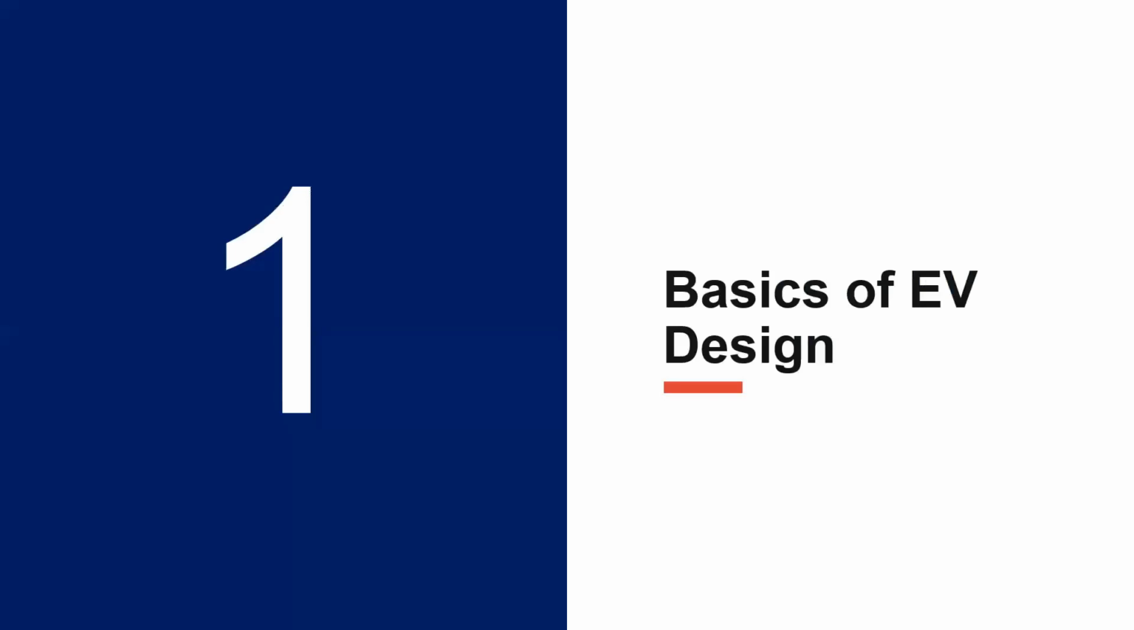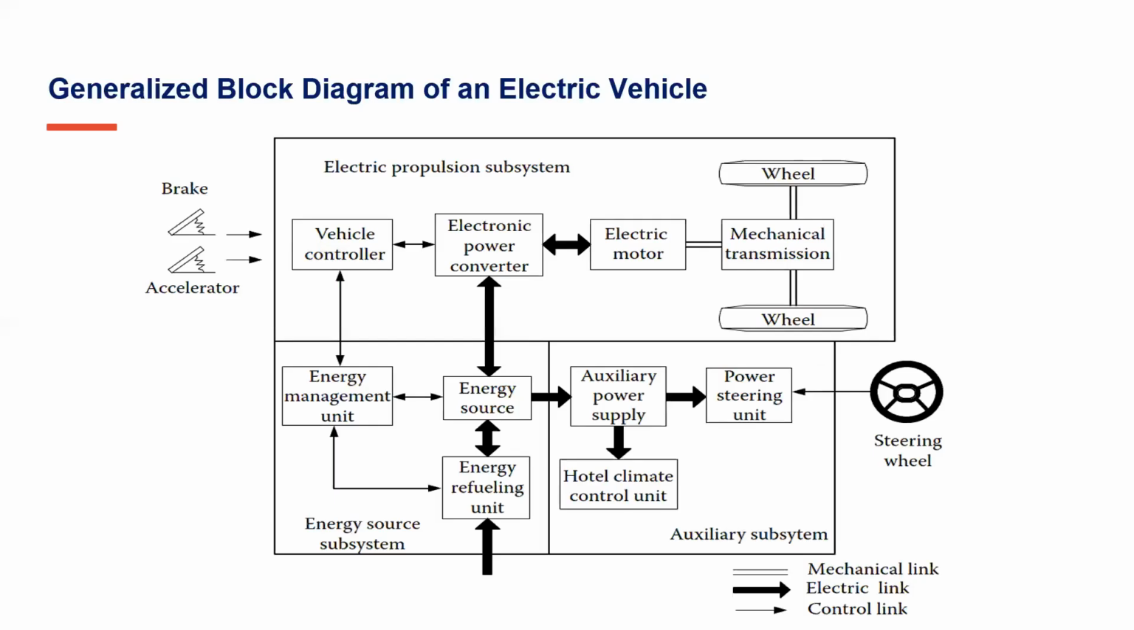So let us move on to the first section, that is the basics of electric vehicle design. On screen, this is a generalized block diagram of an electric vehicle. The number of boxes and the descriptions might change here and there depending upon the type of vehicle. For example, a block diagram of a two-wheeler would look somewhat different. Block diagram of a three-wheeler would look somewhat different.